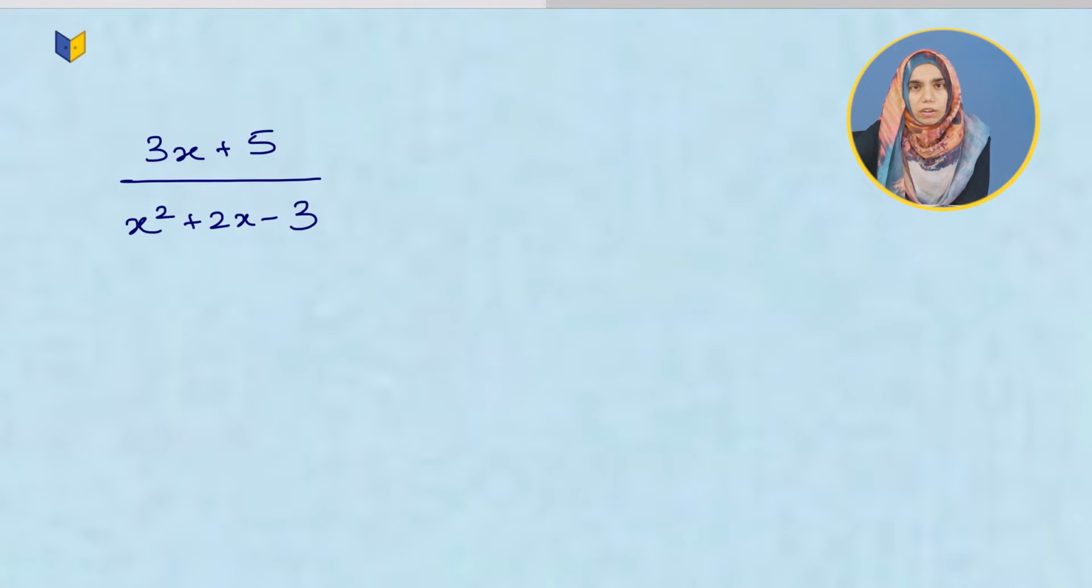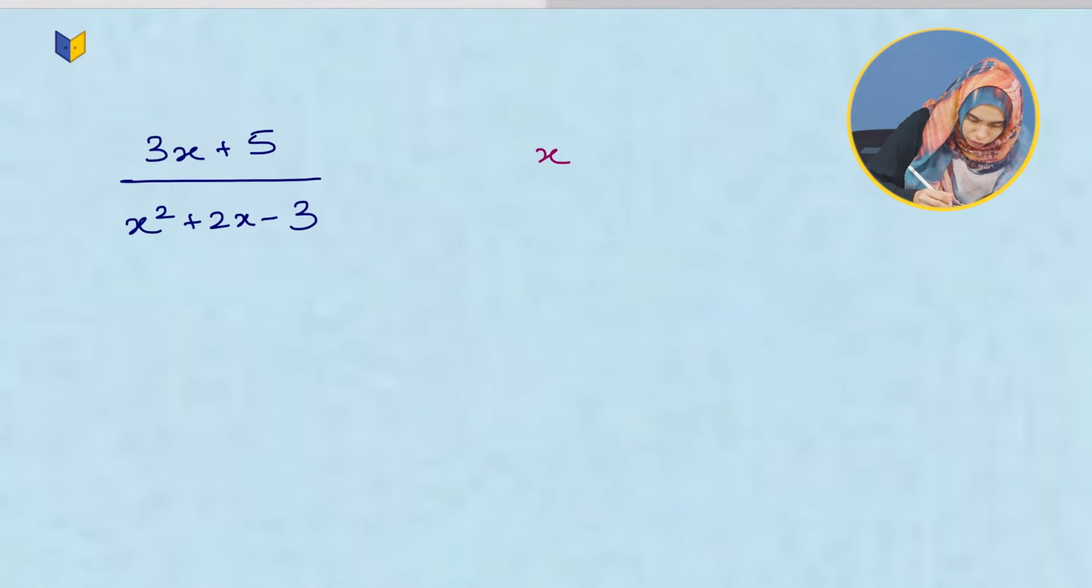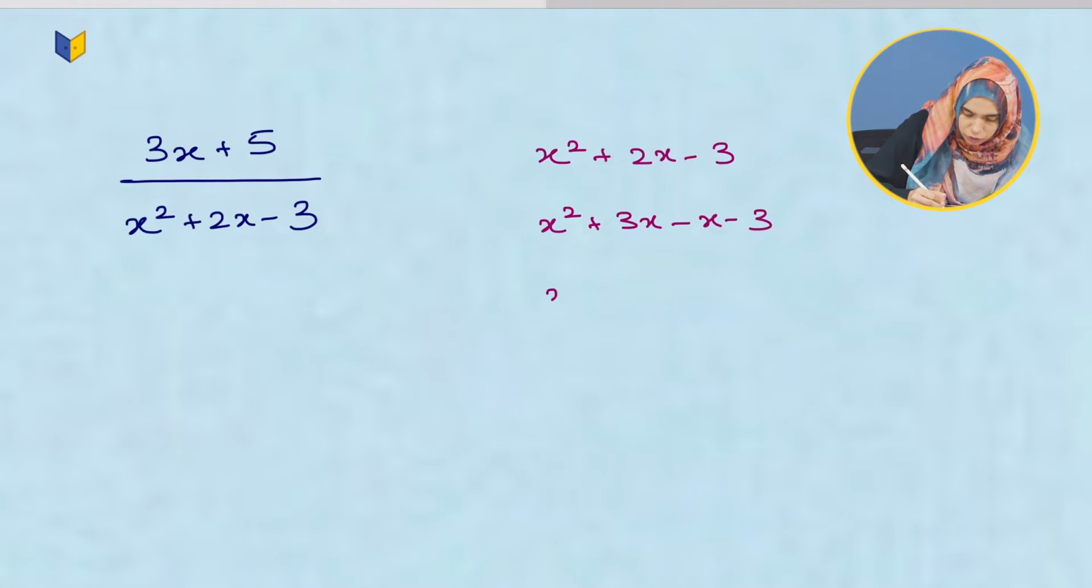For that, you can actually use middle term breaking, or you can use the quadratic formula to find the roots, which you can then convert into factors. I'll go for the middle term breaking approach. So let's try and find the factorization of this denominator. x squared plus 3x minus x minus 3.